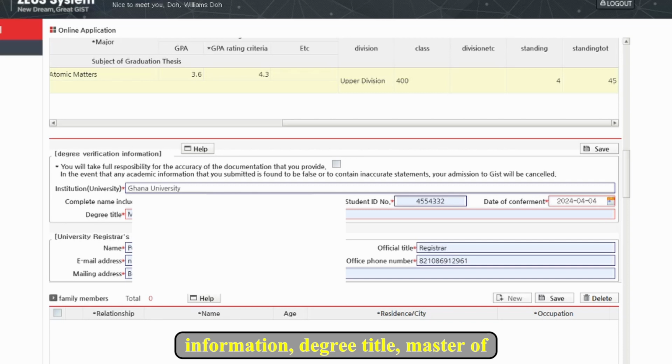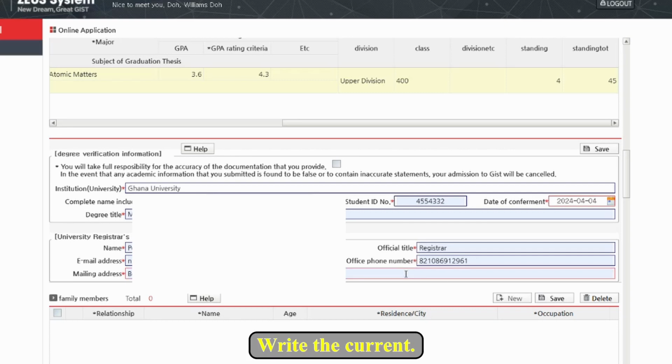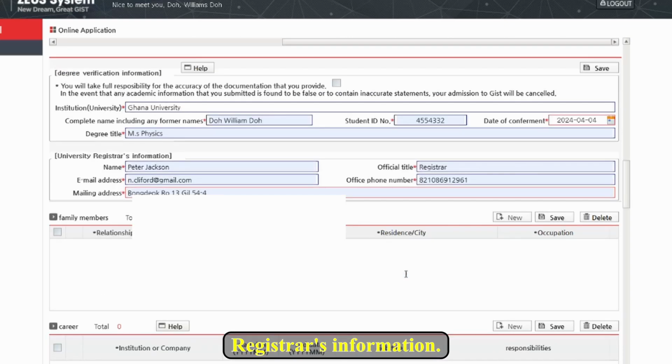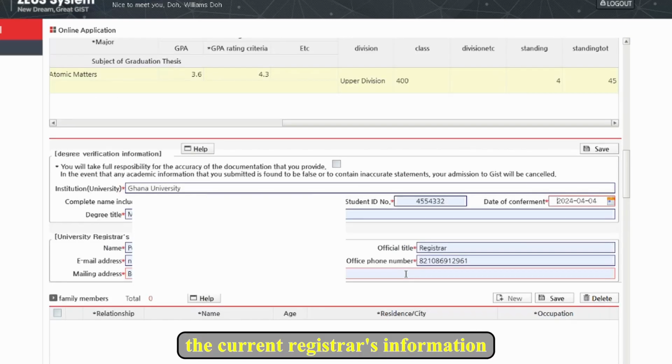Degree title, Master of Physics, university registrar's name. If you have your registrar's information, you must input this information. It is very important that you input this information. I had one message from one student who was asking, I graduated long time ago. Write the current registrar's information. It is even better for you to write the current registrar's information because they might contact the current registrar to find out if you actually graduated from that university. So if you have the information on your current registrar, go ahead and provide it.